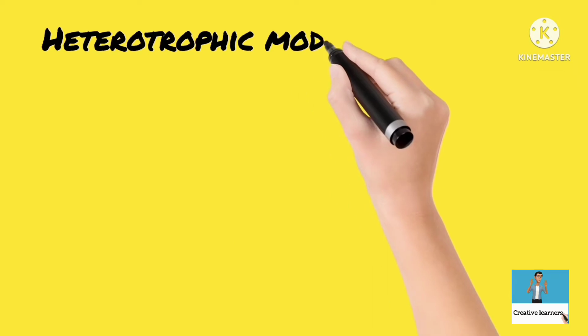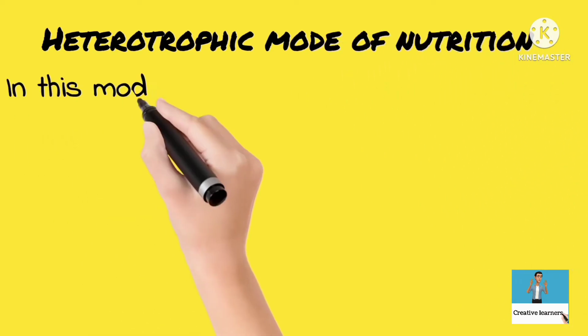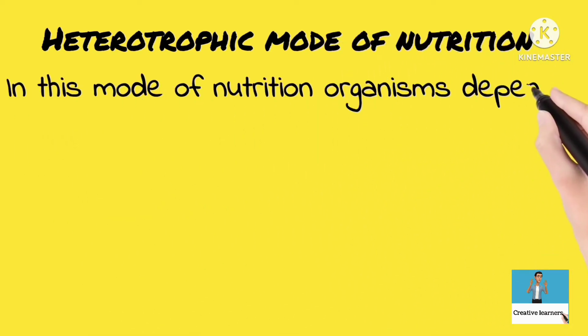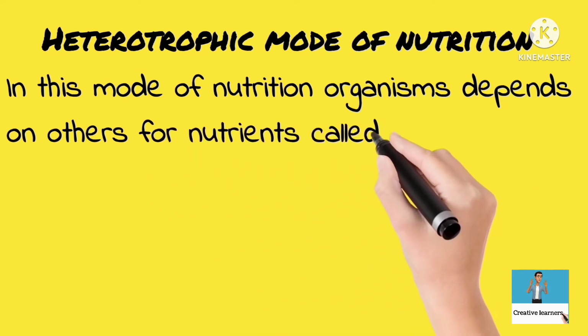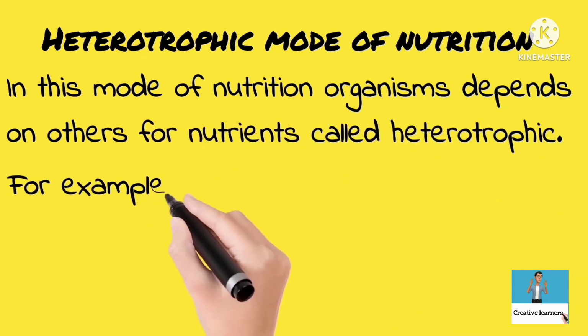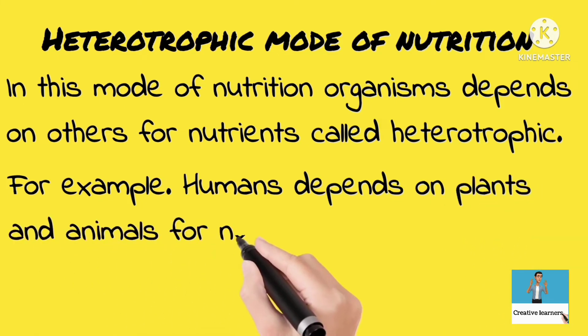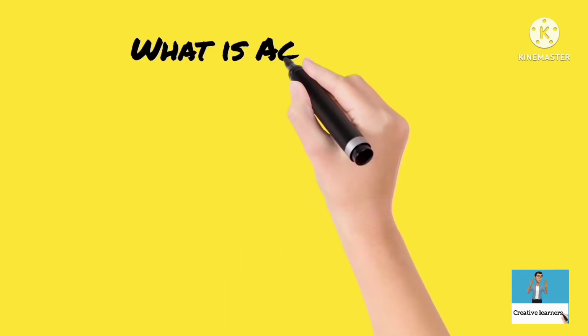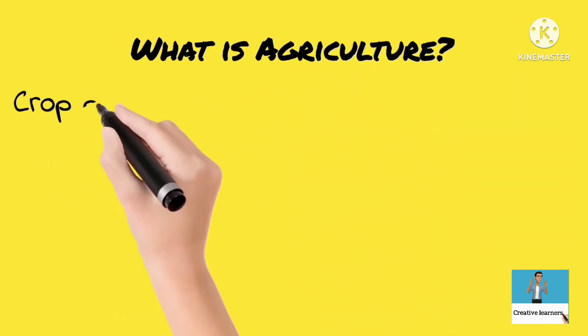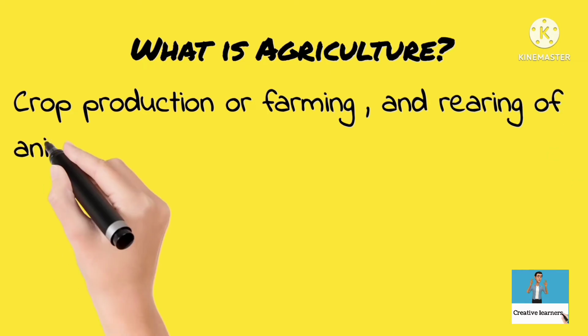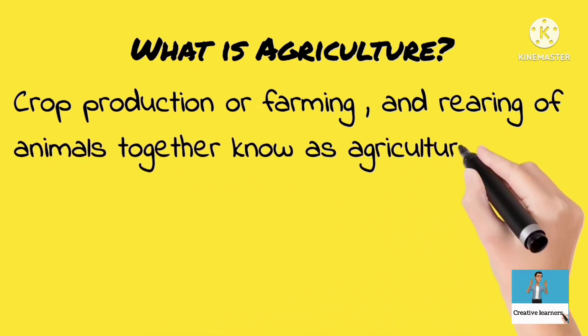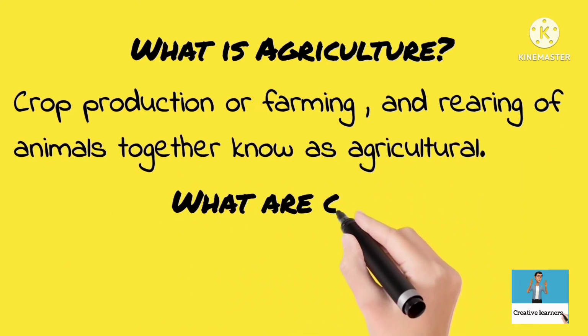Heterotrophic modes of nutrition. In this mode of nutrition, organisms depend on others for nutrients. These are called heterotrophs. For example, humans depend on plants and animals for nutrients. What is agriculture? Crop production or farming and rearing of animals together is known as agriculture.